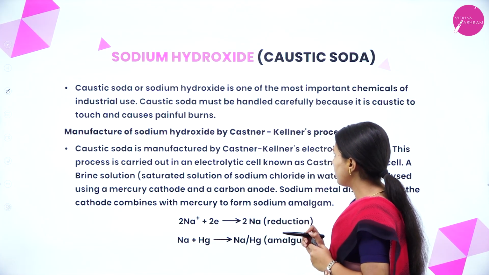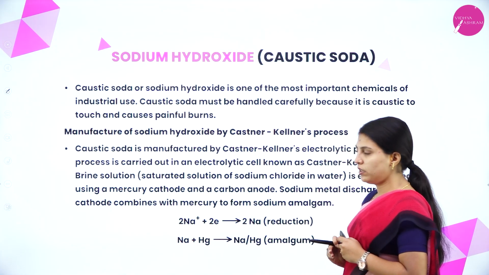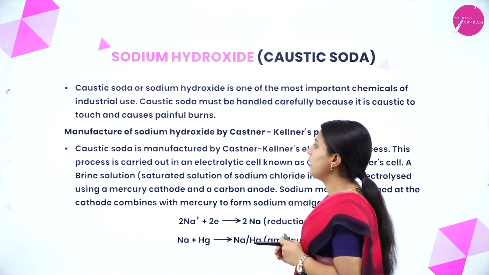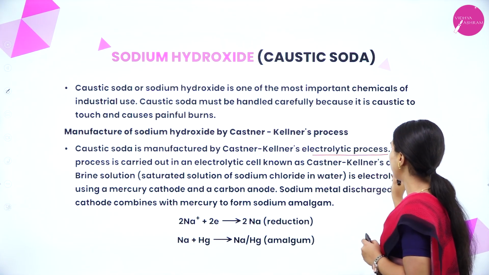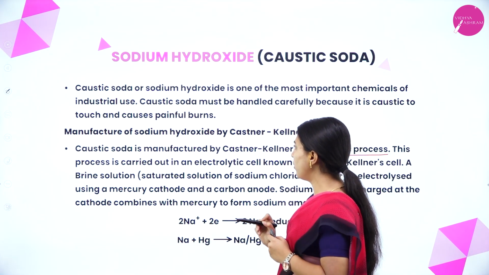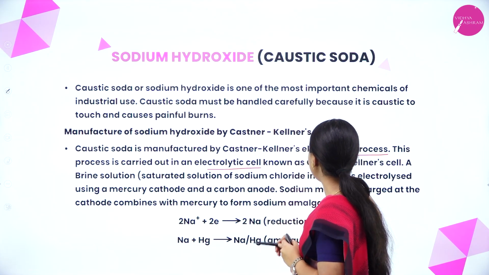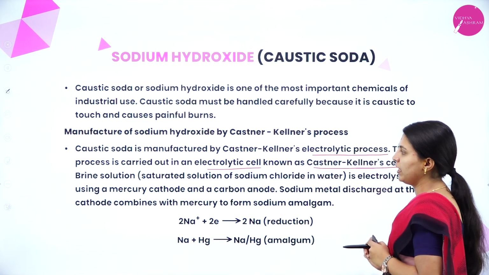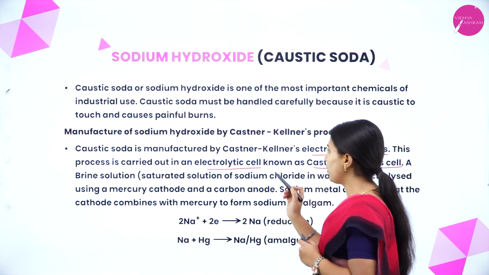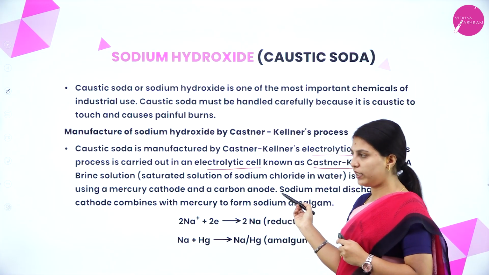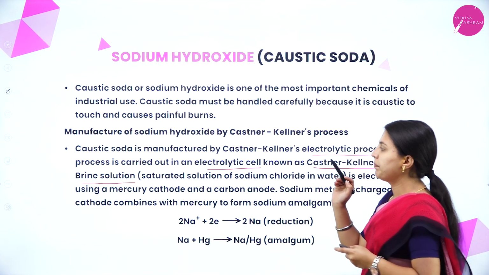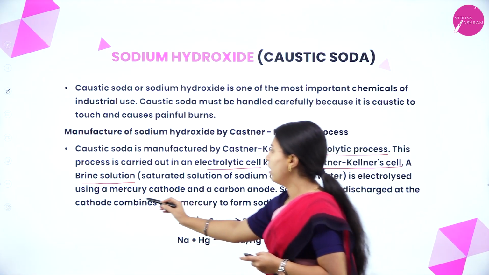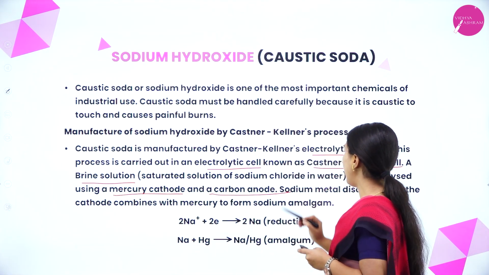Manufacture of sodium hydroxide by Castner-Kellner's process. How is it manufactured? Caustic soda is manufactured by Castner-Kellner's electrolytic process. This process is carried out in an electrolytic cell known as Castner-Kellner's cell. A brine solution, a saturated solution of sodium chloride, is electrolyzed using a mercury cathode as well as a carbon anode.